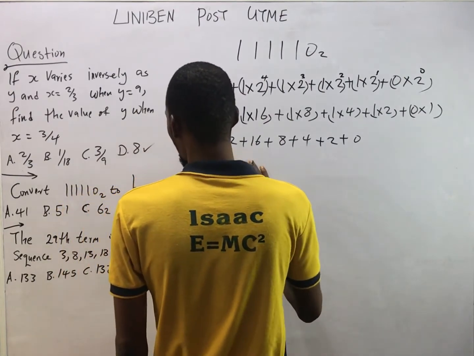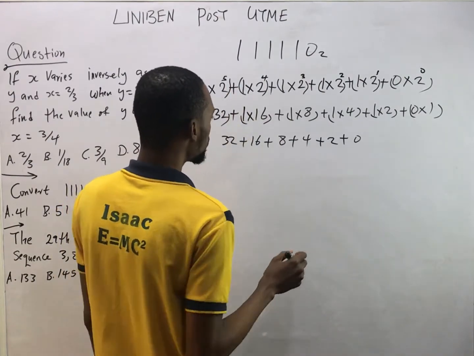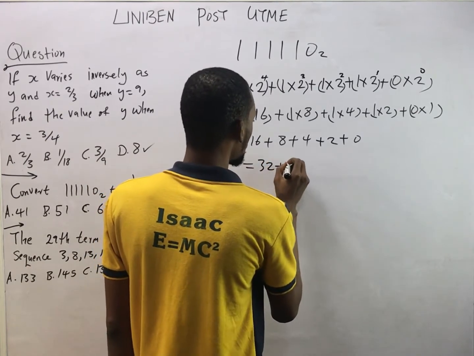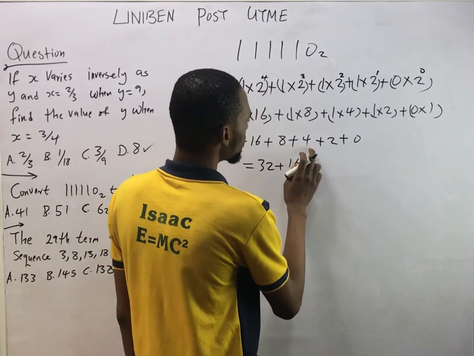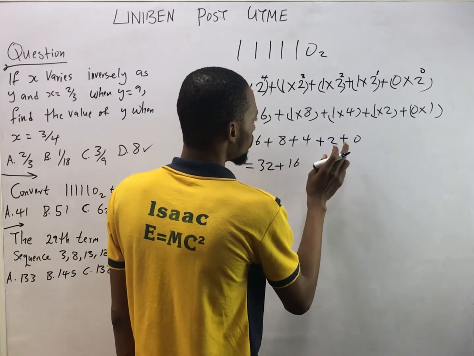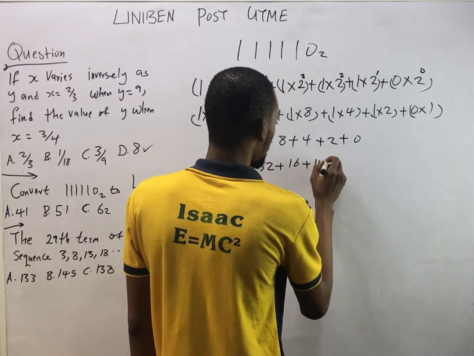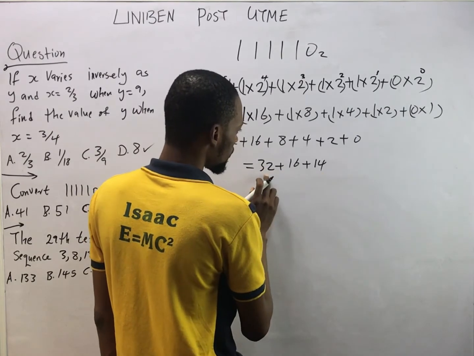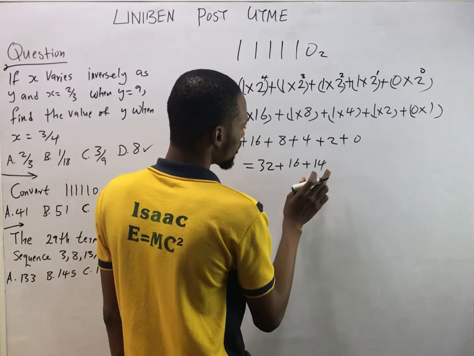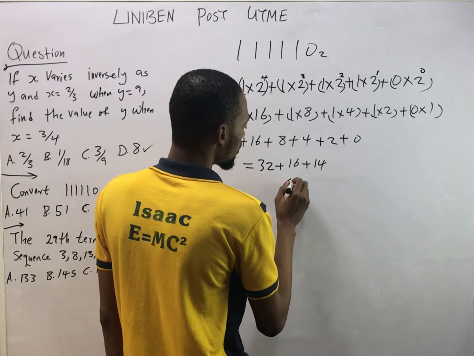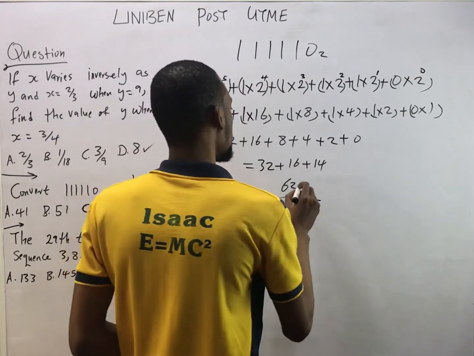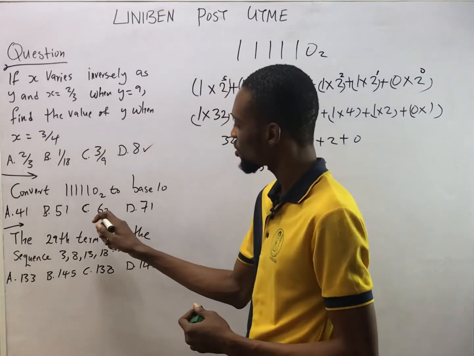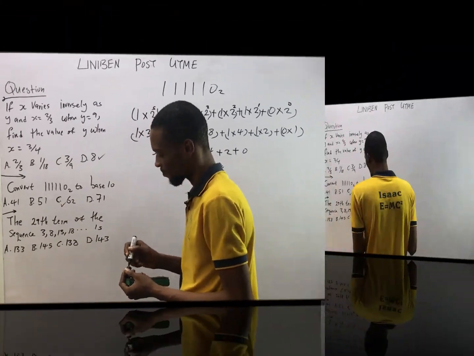So add everything here. Which should give you 32 plus 16. 8 plus 4 is 12. 12 plus 2 is 14 plus 14. So adding this and this will give you 46. 46 plus 16 should give you 62. So this is 62 in base 10. And the correct option is option C.